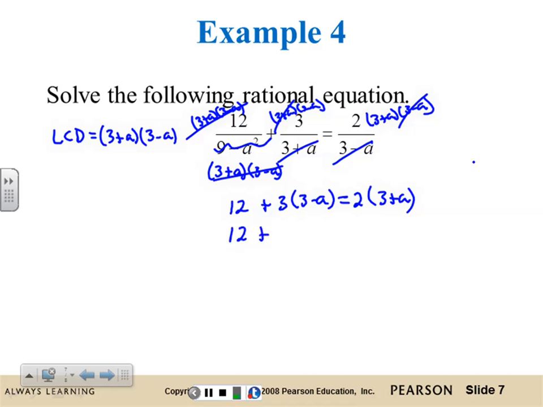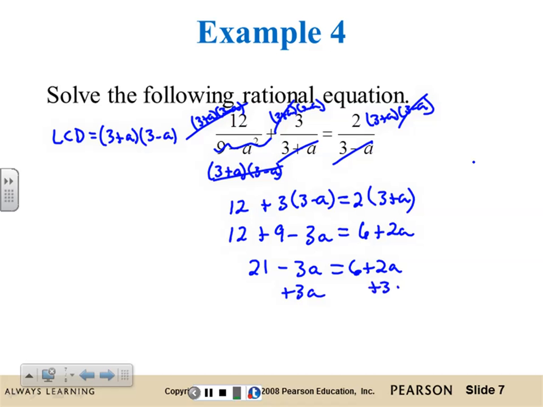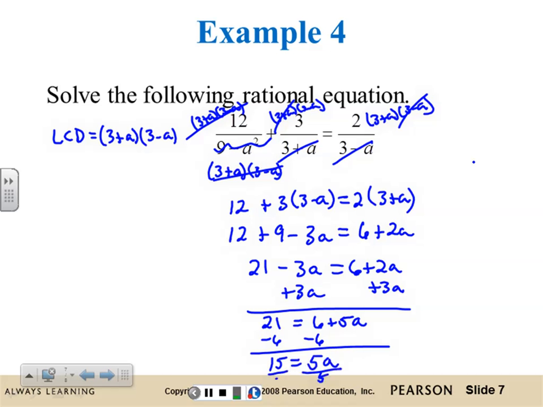So we have 12 plus 9 minus 3a, and I have 6 plus 2a. On the left-hand side, I can combine like terms, so I have 21 minus 3a is equal to 6 plus 2a. Now my like terms are all on different sides, so I'm going to move those by doing the opposite. So I have 21 is equal to 6 plus 5a. And then if I subtract 6 from both sides, I'm going to have 15 is equal to 5a. Divide both sides by 5, and we're going to get a is equal to 3.